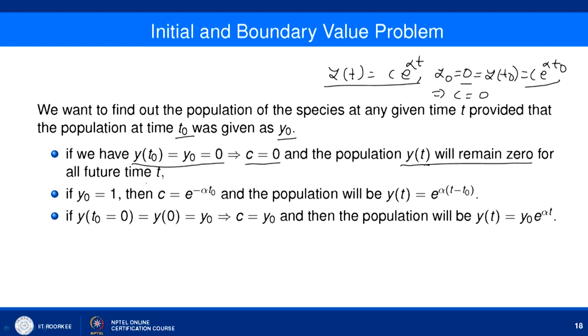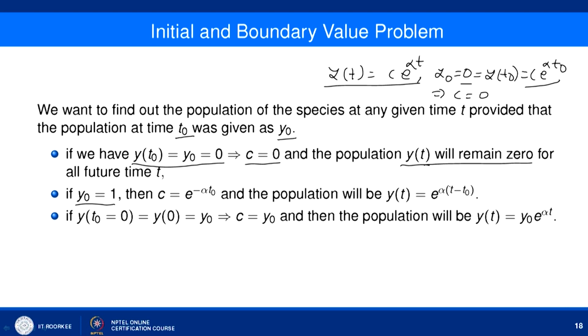Now, if we consider the initial population as 1, we have y naught equal to 1, then we can check that c is coming out to be e^(minus alpha t naught), and the population will be given as e^(alpha (t minus t naught)).